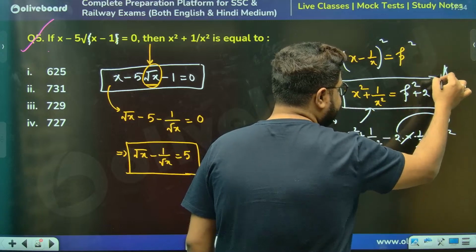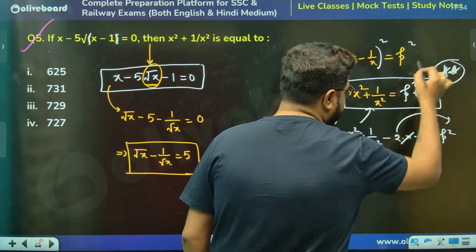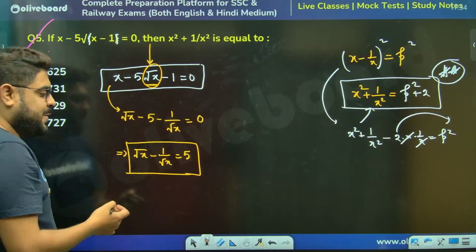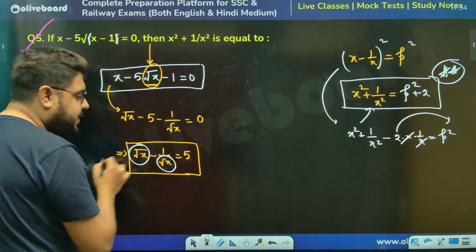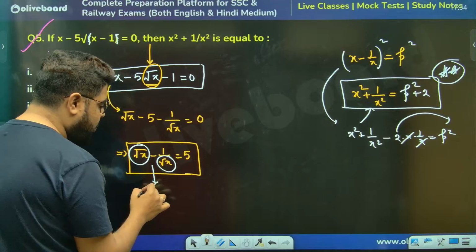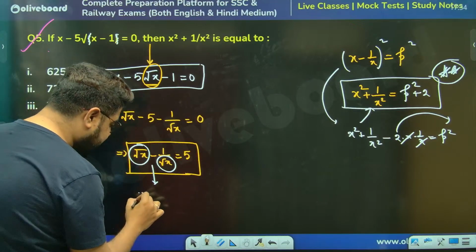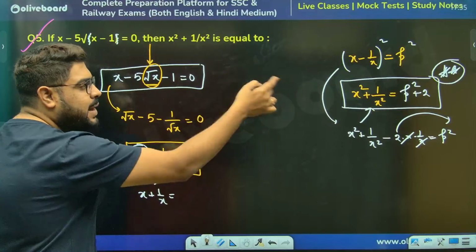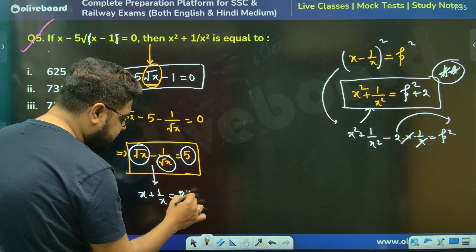This is very, very important. If you have not remembered this, please remember. So now if I take the square of this and the square of this, what will I get? Root x square means x only. So I'll get x plus 1 by x, and that will be p square plus 2. 5 square plus 2 is 27.